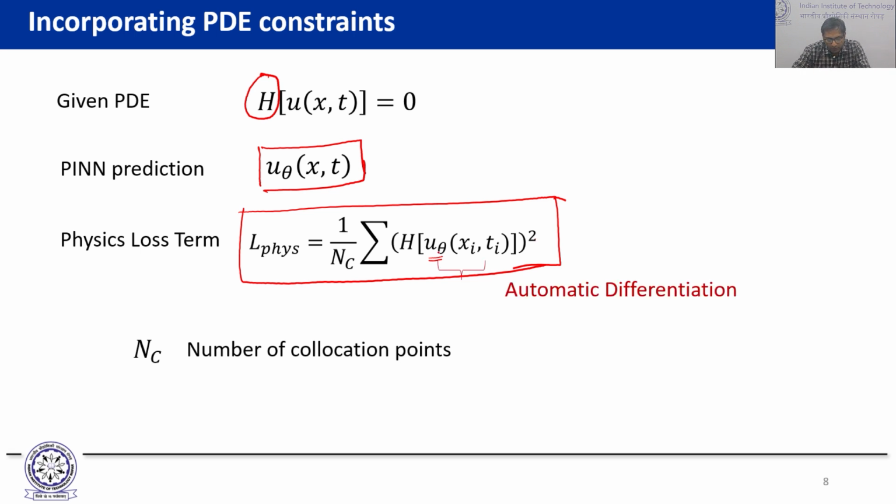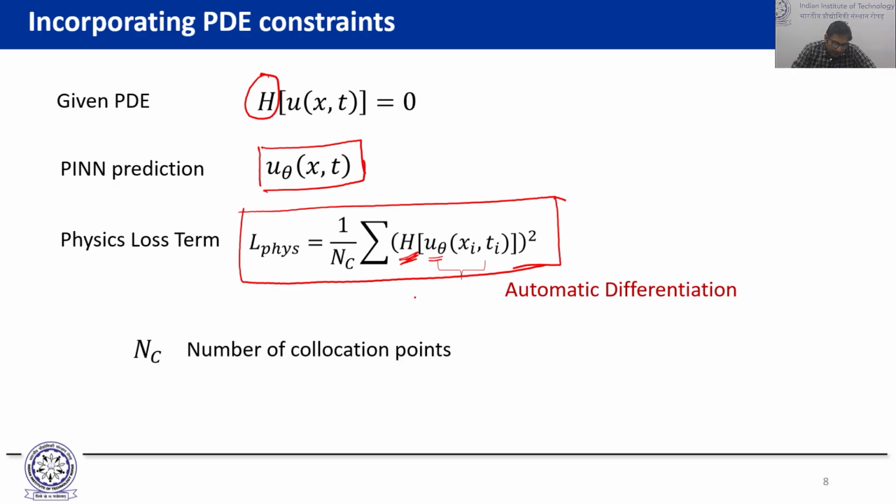And then in order to compute these values, like I said, H over here was a differential operator. So there has to be a differentiation which goes on here in order to compute these values, and the differentiation is basically what we call automatic differentiation.